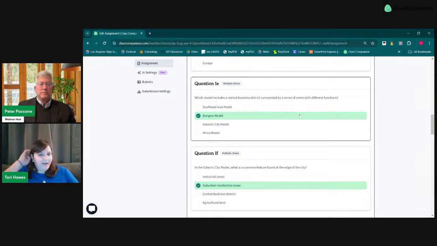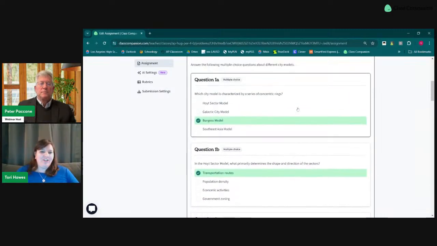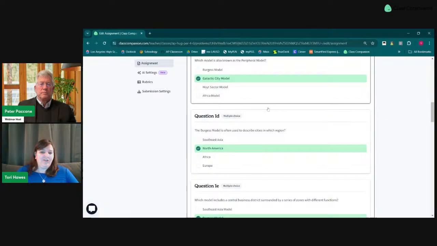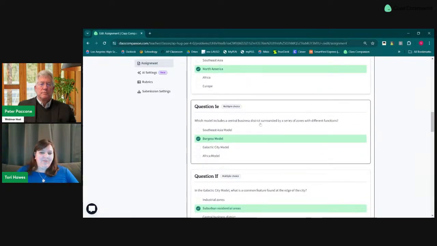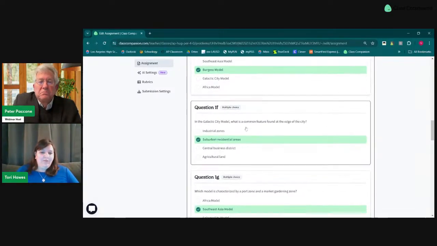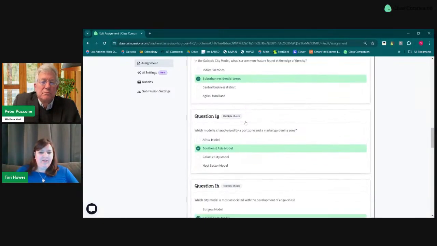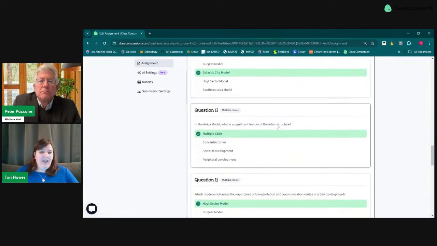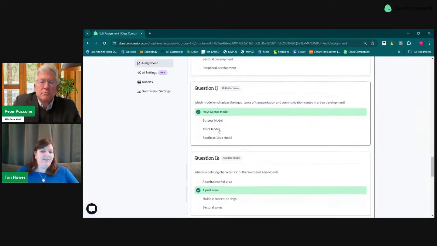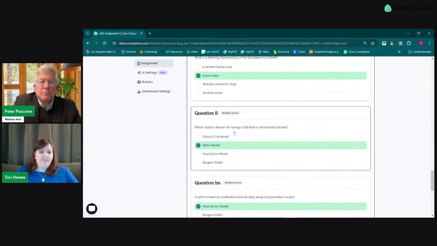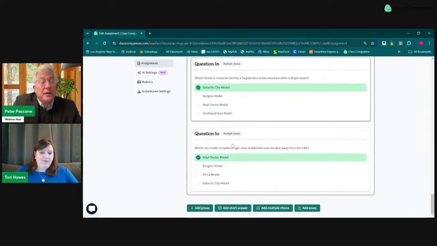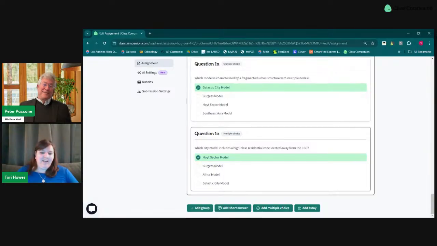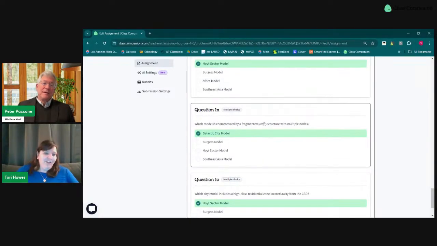So that's kind of what I mean about sometimes it's the same question, just phrased differently. So instead of concentric rings, it's, where was it? Surrounded by zones with different functions. So kind of similar. I would probably get rid of one of those. Which one has a market gardening zone, which includes the development of edge cities? In the Africa model, what's a feature? The multiple CBDs, the port zone for Southeast Asia. Yeah. So because of 15 questions, I can get rid of the ones that are not helpful.